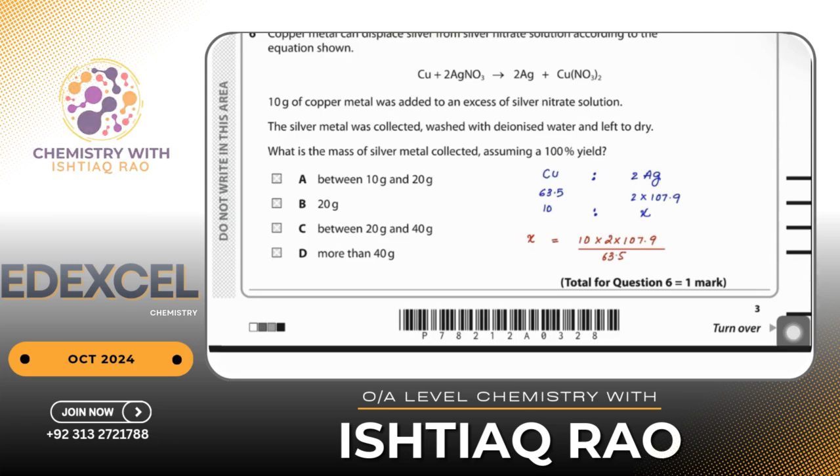So what's the answer? The answer is 34 grams. So 34 is in between 20 and 40, isn't it? So that's why C is correct, right?